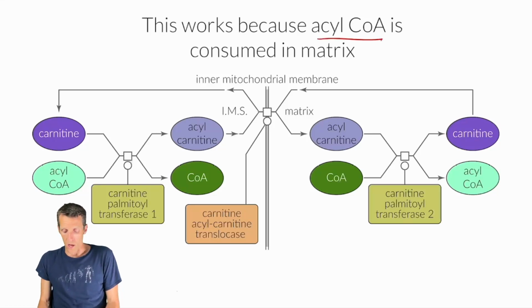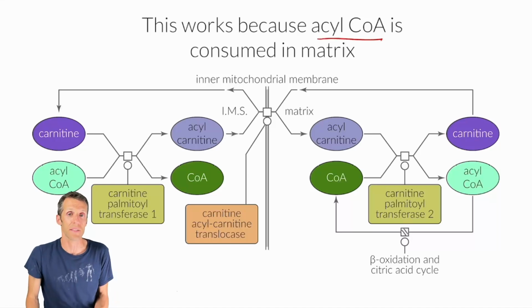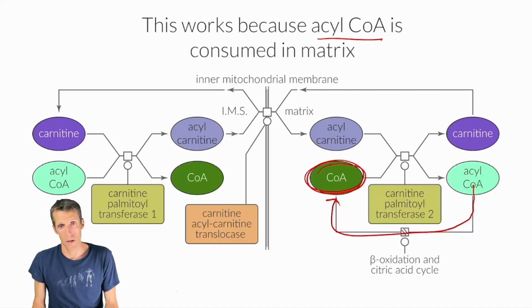matrix. So the process of beta-oxidation, which we'll talk about here, is basically going to chop down that acyl-CoA into acetyl-CoA and then feed that into the citric acid cycle so that it's continuously being consumed. What that means is this is always generating more CoA.